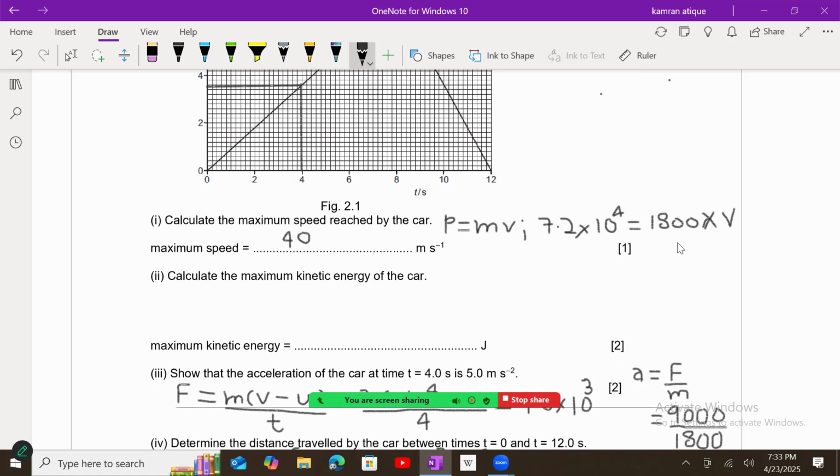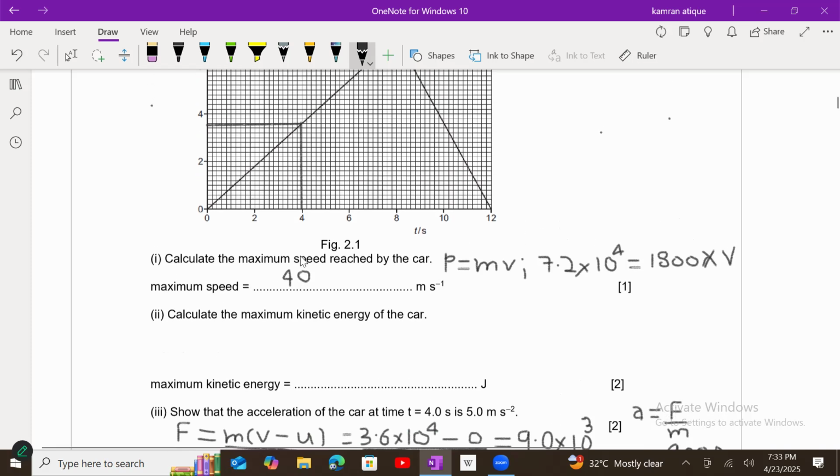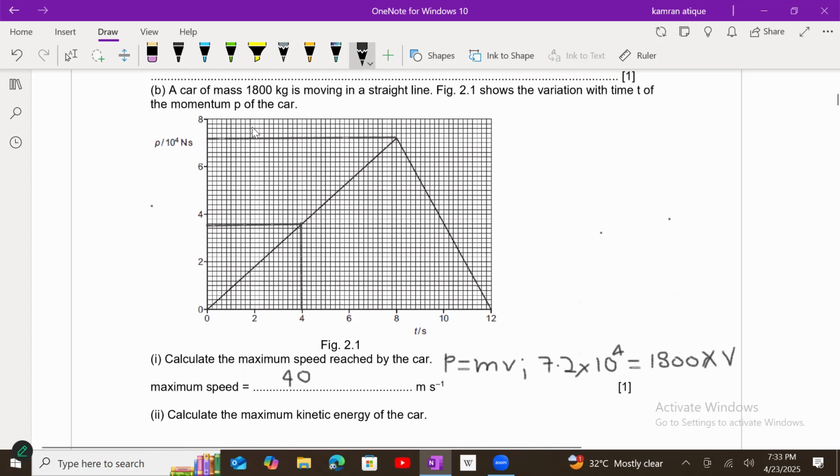The maximum kinetic energy of the car can be obtained by using the maximum speed, which was equal to 40. So if you apply half into 1800 into 40 into 40, the formula of kinetic energy, as we all know, equals half mv squared. So in place of mass, you have to put the value of 1800 kilograms.